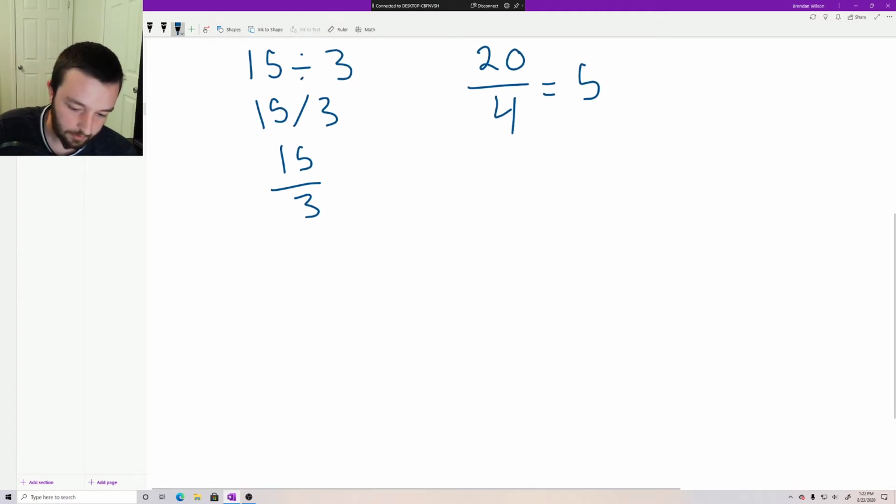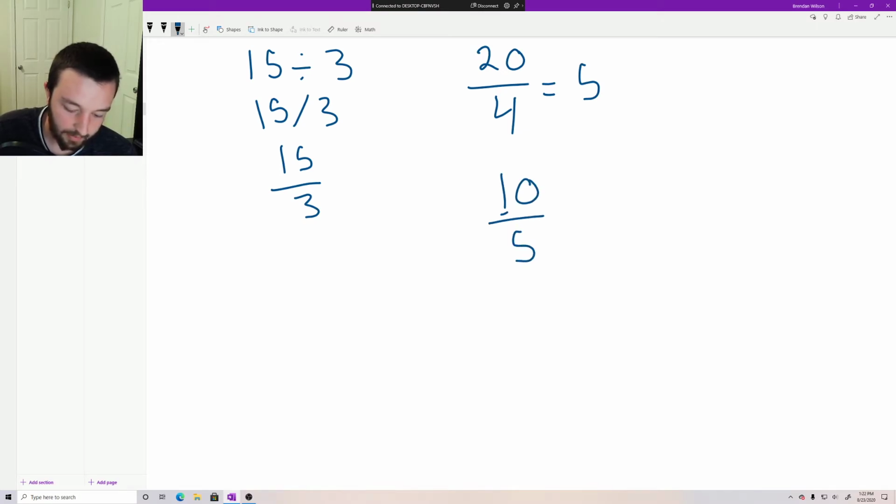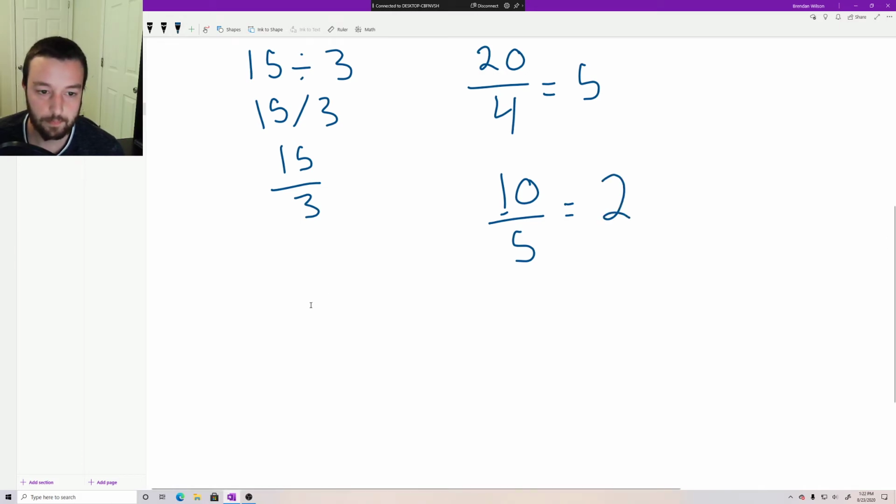What about 10 divided by 5, right? We're saying 5 times what is equal to 10. And then we would just try a couple of things and we come up with 2. Okay.